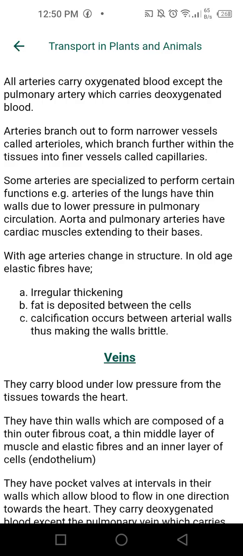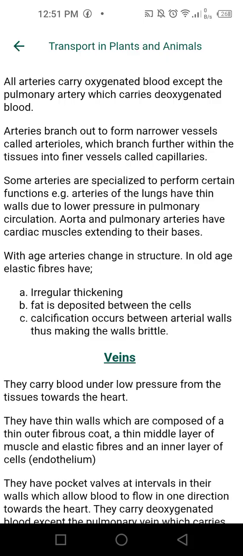Arteries branch out to form narrower vessels called arterioles, which branch further within the tissues into finer vessels called capillaries. Some arteries are specialized to perform certain functions, e.g., arteries of the lungs have thin walls due to lower pressure in pulmonary circulation. Aorta and pulmonary arteries have cardiac muscles extending to their bases.